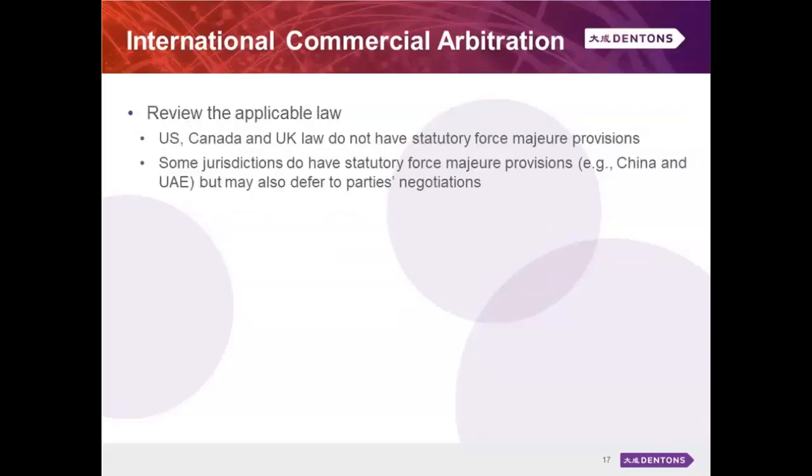So as I mentioned, the standards are going to vary across jurisdictions. So you need to know your local law. Some countries have incorporated into their statutory codes a force majeure provision, which makes it quite a bit easier for parties to rely upon because it's built right into the code. Examples of states like that would be China and the United Arab Emirates. But there are other countries, including the US and Canada, as well as the UK, which do not have a statutory force majeure provision. So instead, parties will need to build that into their contracts and rely on the contractual language alone.